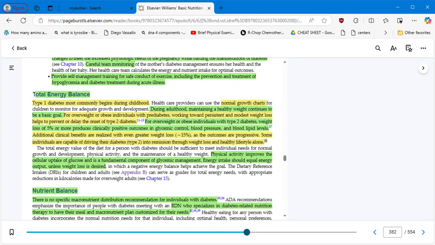Total energy balance. Type 1 diabetes most commonly begins during childhood. Okay, normal growth charts are available for this. During adulthood, maintaining a healthy weight continues to be a basic goal. For overweight or obese individuals with prediabetes, working toward persistent and modest weight loss helps to prevent or delay the onset of type 2. For overweight and obese, so we are talking about different, right? For overweight or obese individuals with prediabetes, you need to exercise to prevent type 2. When the patient is overweight or obese with type 2, so the condition is already there, weight loss of 5% or more produces clinically positive outcomes in glycemic control, blood pressure, and blood lipid levels.